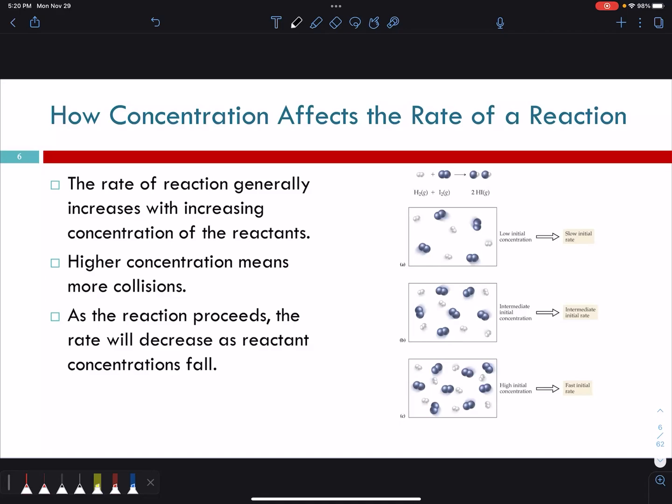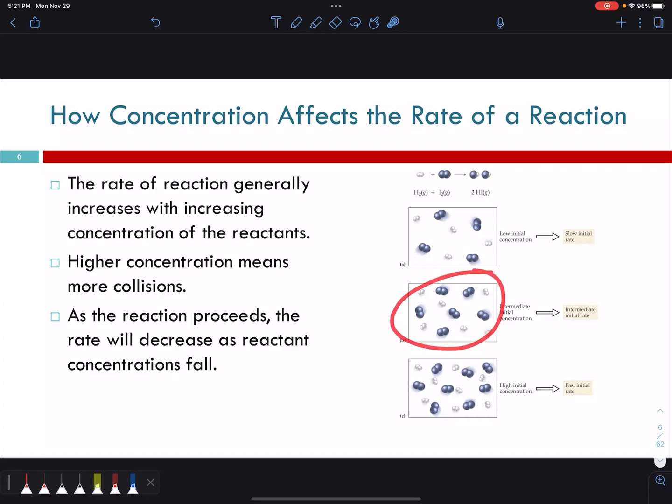And as that reaction proceeds, though, the concentration of the reactants is going to decrease over time, because every time they react, they're used up and turned into products. And so that reaction rate will decrease over time. So in this diagram on the right, something with a low initial concentration is going to have a slow initial rate of reaction.